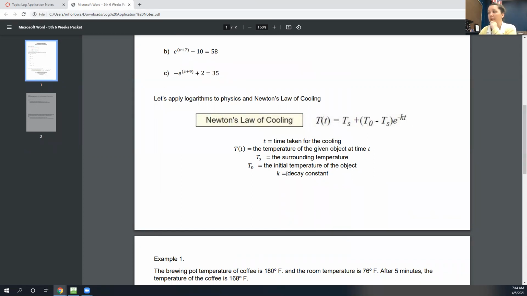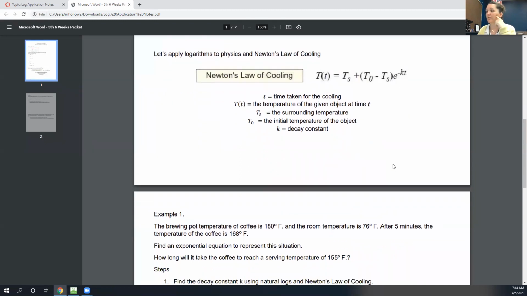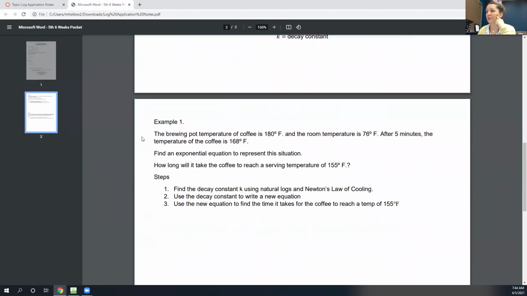And then k is the decay constant. So think about that as a negative number, right? It's going down. As we've looked at our transformations, that negative number in our exponent with exponential functions actually makes it look like a decay function. So let's look at our example.